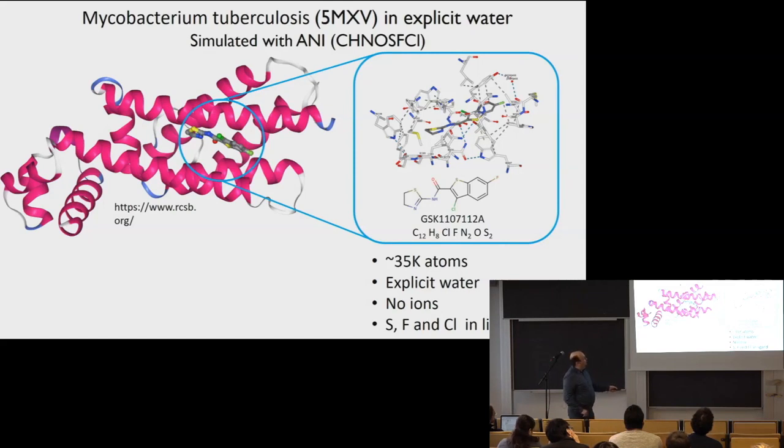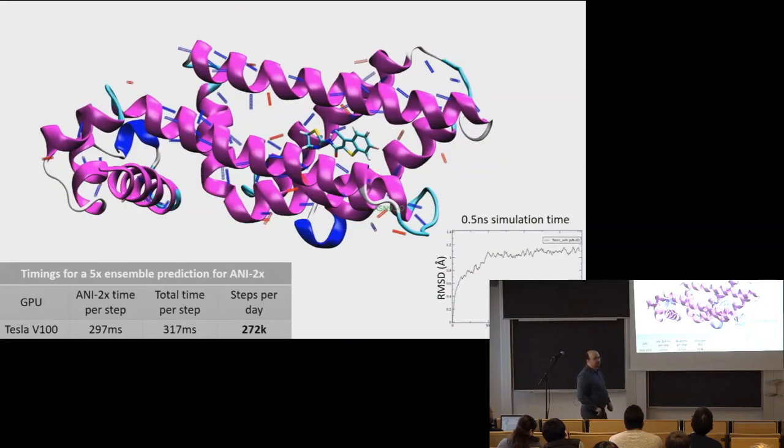We cannot do ions yet, but I can put my protein into distilled water, put in a periodic box, for a total system size of 35,000 atoms. Again, we have seven elements parameterized so far. You can run the simulation with explicit water and periodic boundary conditions.